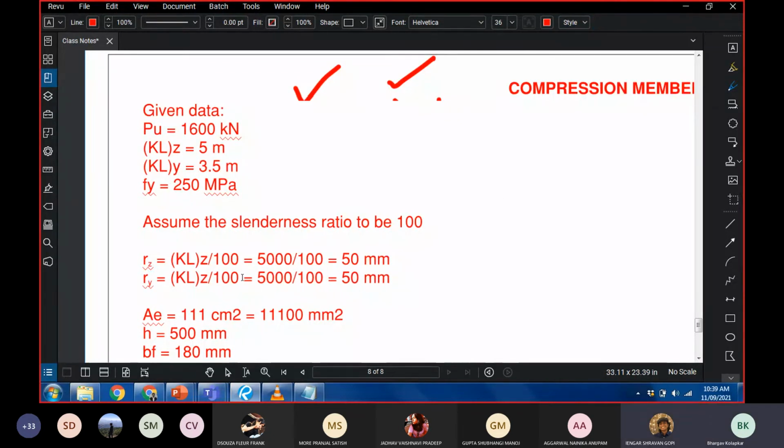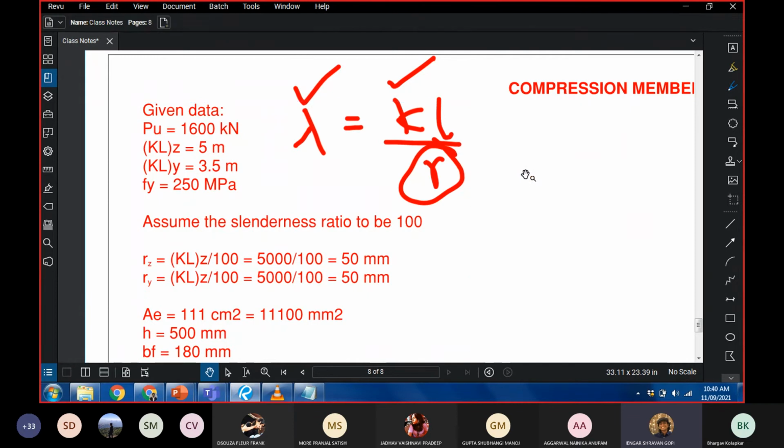Sorry, but how does the slenderness ratio have no unit? Because technically it's like length by area, right? It is length by length, right? It doesn't take the area into consideration. Right. Thank you.